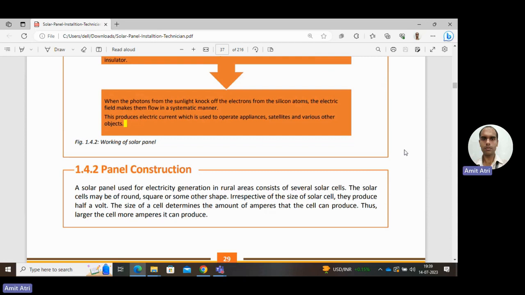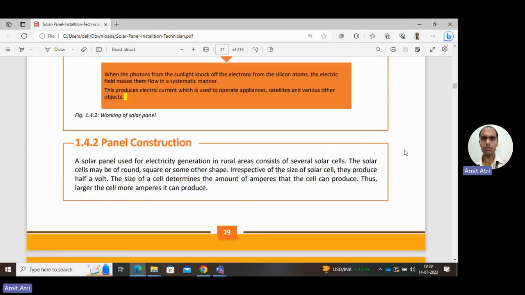Now coming to the next topic, the panel construction. The solar panel used for electricity generation consists of several solar cells, which we have discussed. The solar cell may be round, square, or some other shape. The total voltage produced by a solar cell is low, about half a volt. The size of a cell determines the amount of current that the cell can produce. If the size of the cell is larger, more current will be produced by it.